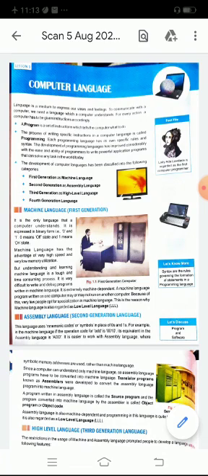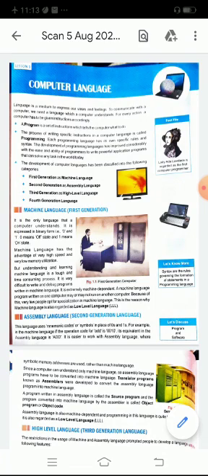Next, assembly language or second generation language. This language uses mnemonic codes or symbols for writing programs rather than zeros and ones. What is mnemonic code? The words used as mnemonic codes in these programs are easily memorized and give a clear idea about the task that is to be performed. That type of words are used as mnemonic codes in this programming.